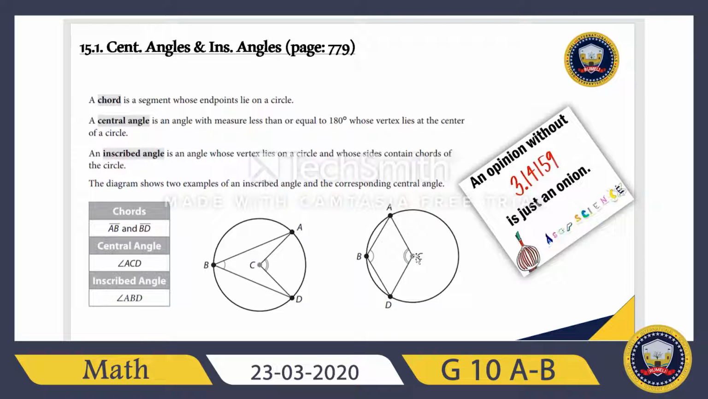BD is a chord. What about CD? No, it's not a chord, of course, because it's only touching my circle in 1 point. There is no other point from the other side. So this is not a chord. Okay, AB and BD in both circles are chords.